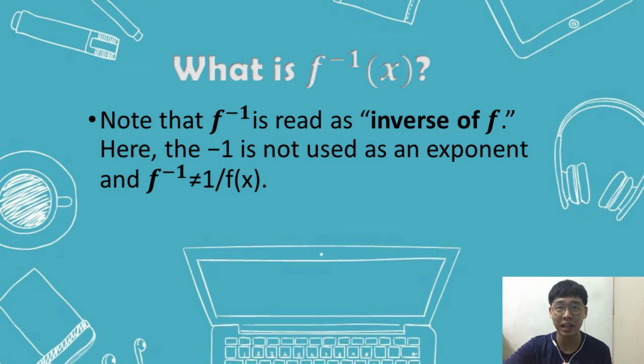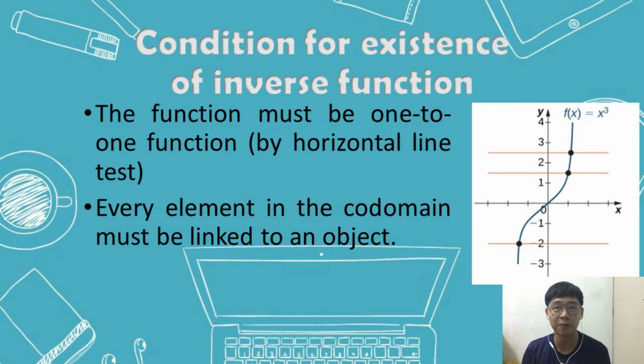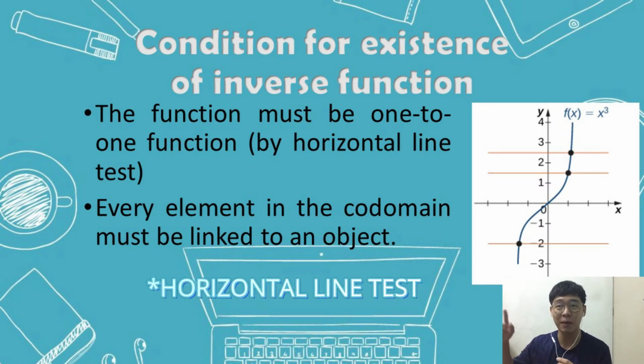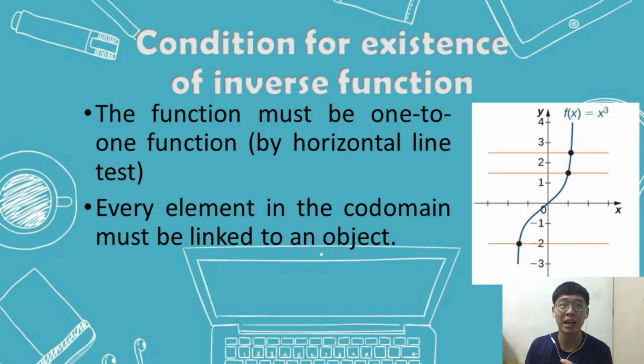After understanding that, I would like to introduce the conditions for an inverse function to exist. First, the function must be a one-to-one function. How can we determine a one-to-one function? We can determine it by the horizontal line test. Here is an example of the horizontal line test.